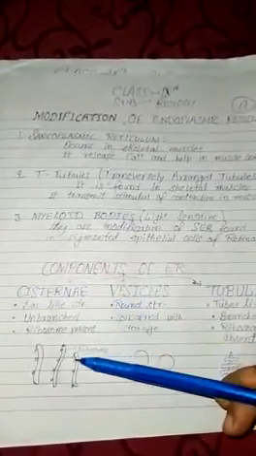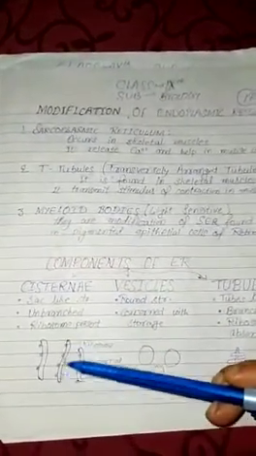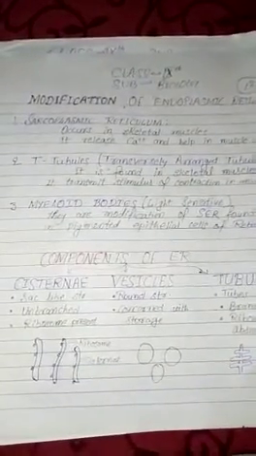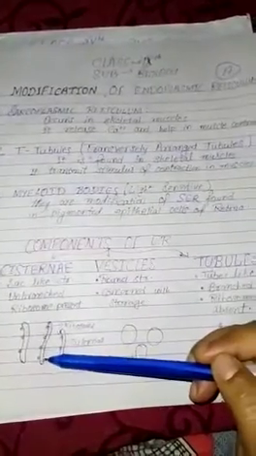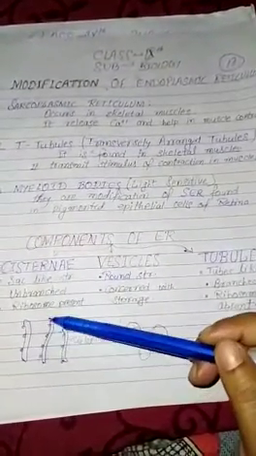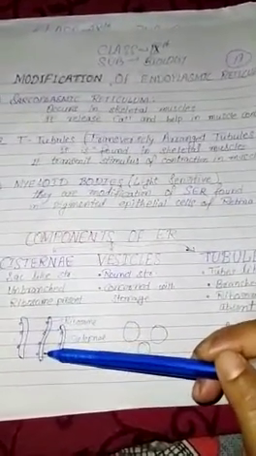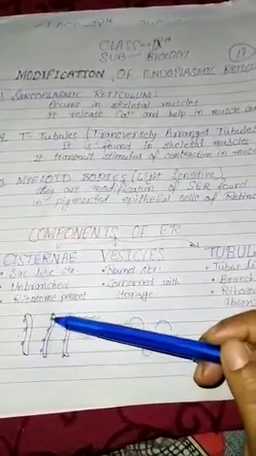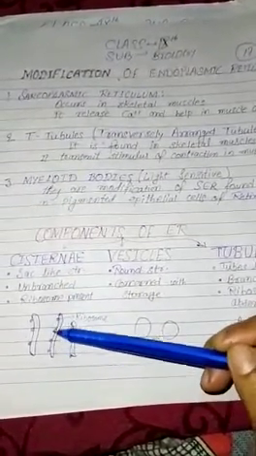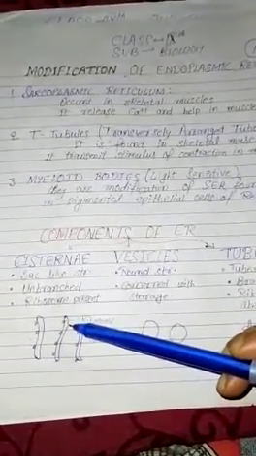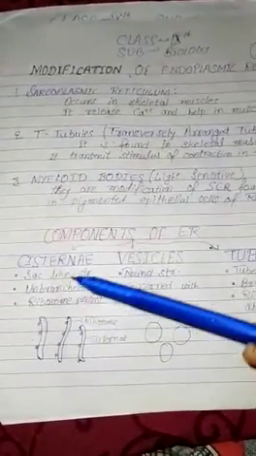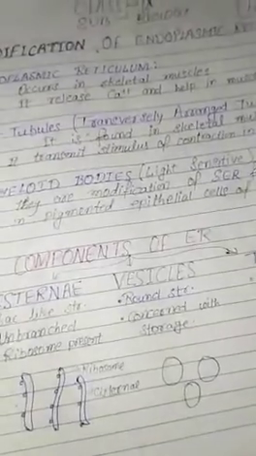Cisternae, it is a sac-like structure. Look, this is the cisternae. It is unbranched, cylindrical in shape, and over the cisternae ribosomes are present. The cisternae is a cylindrical, unbranched structure, and ribosomes are present over it.